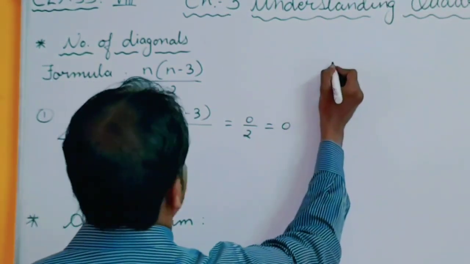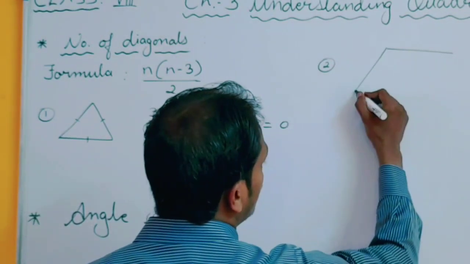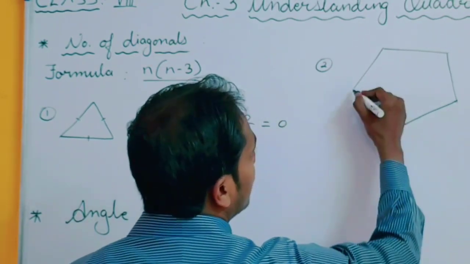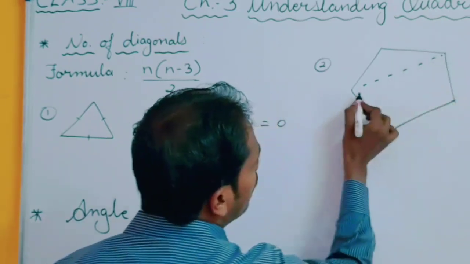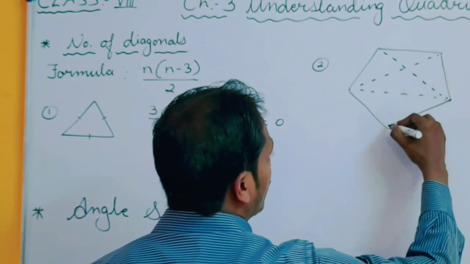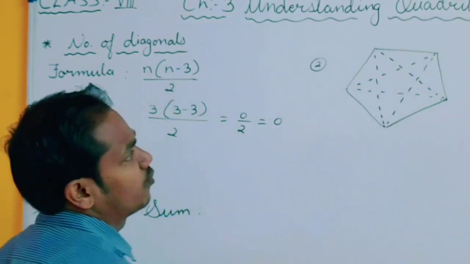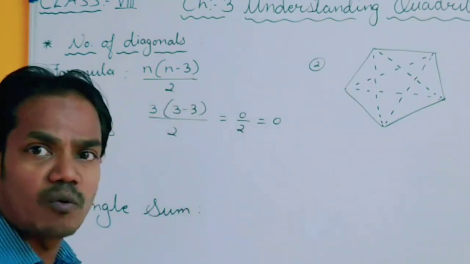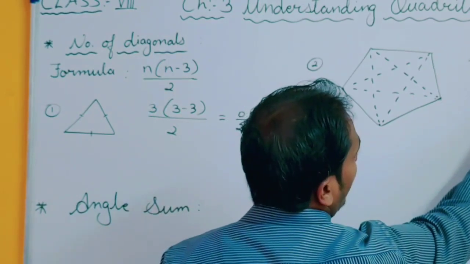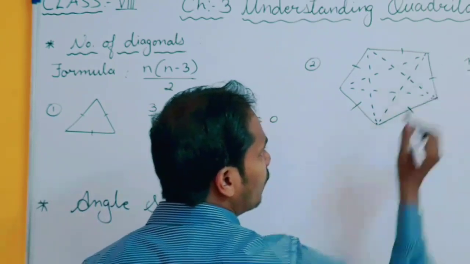Take another example. Suppose I am taking a pentagon. 1, 2, 3, 4, 5 sides are there. Sometimes it becomes very difficult to draw diagonals in a big polygon. For example, a decagon, 10 sides are there. So it will become very difficult for you to draw diagonals. With the help of this formula, you can find the number of diagonals. Same formula, n times n minus 3 upon 2. How many sides are there? 1, 2, 3, 4, 5.